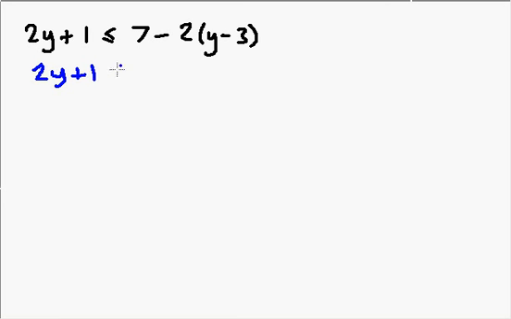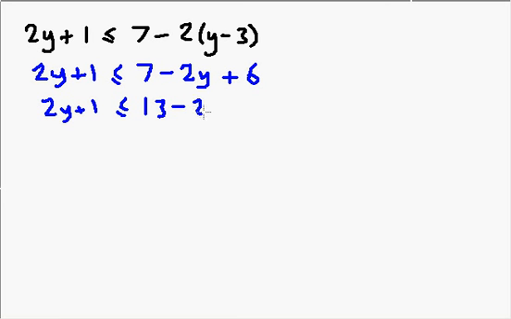So we've got 2y plus 1 is less than or equal to 7 minus, now I'm going to multiply this bracket out, so we've got minus 2 times y is minus 2y, and we've got minus 2 times minus 3 is plus 6. Okay, so I'm just going to simplify the right hand side of that inequality. So I've got 7 plus 6 is 13, take away 2y. Now I'm going to add 2y to both sides, like so.